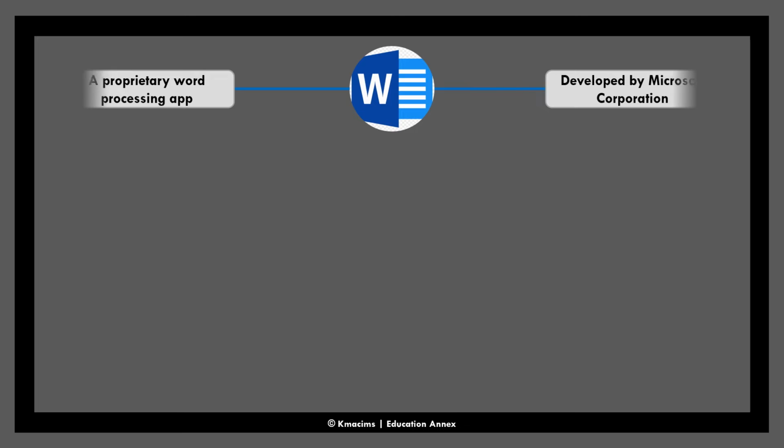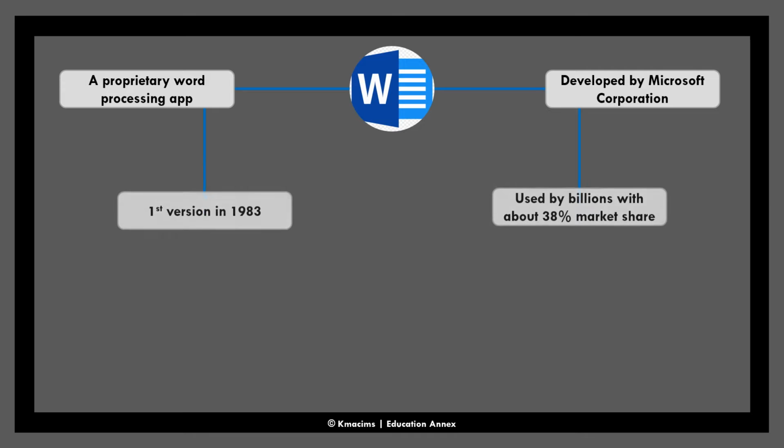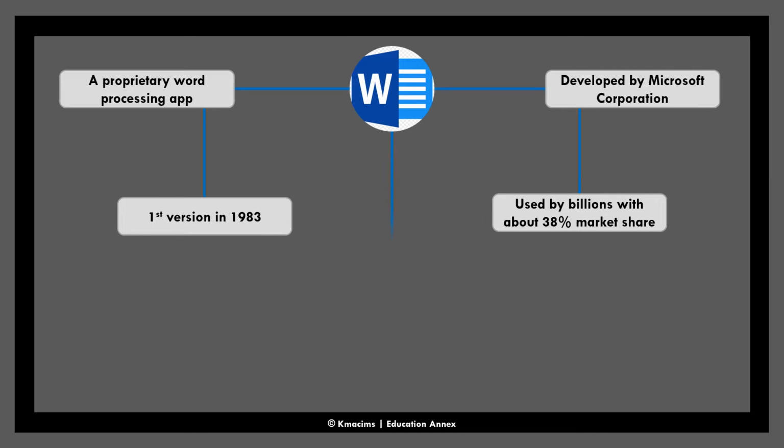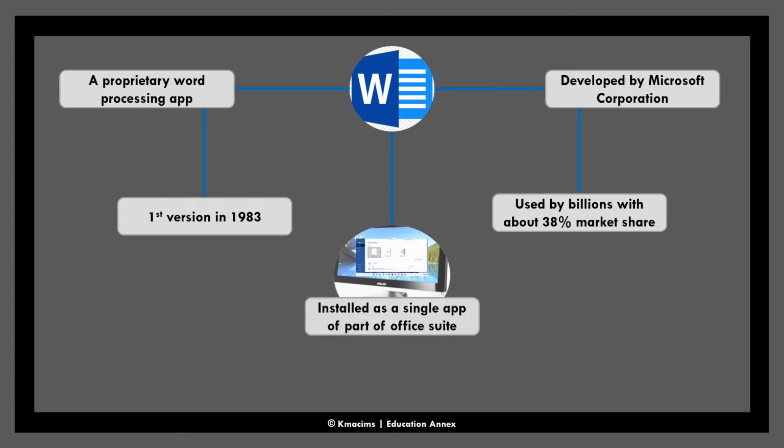Different versions of Microsoft Word have been developed with different features, and it happens to be one of the most feature-rich word processors in the market. It is being used by billions of people all over the world and has about 38% market share worldwide. In this tutorial, we shall look at what is Microsoft Word, its types and uses.